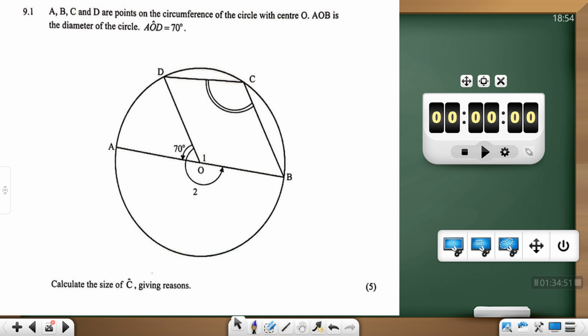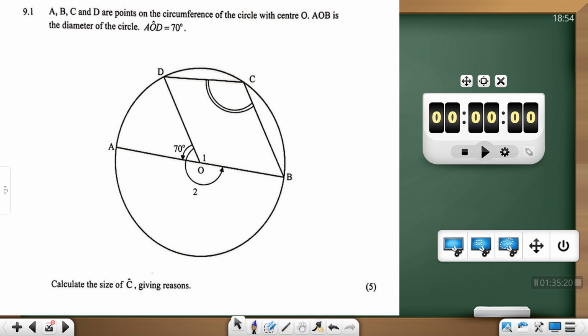Okay. Again, grade 11 work here. A, B, C, and D are on the circumference. Guys, this is not a cyclic quad. Why is it not a cyclic quad? Because all the points are not on the circumference, I only have 3 points. Okay. What am I looking for? Angle C. This is the angle at the center.